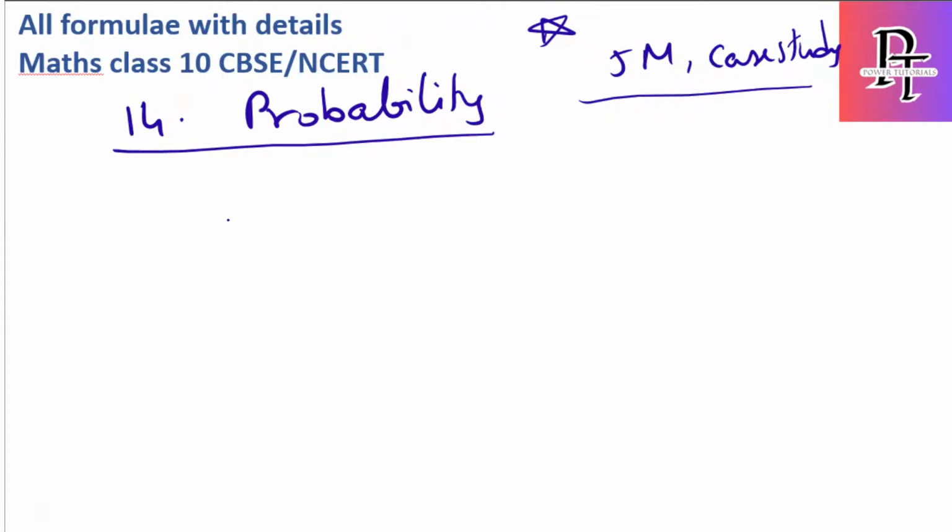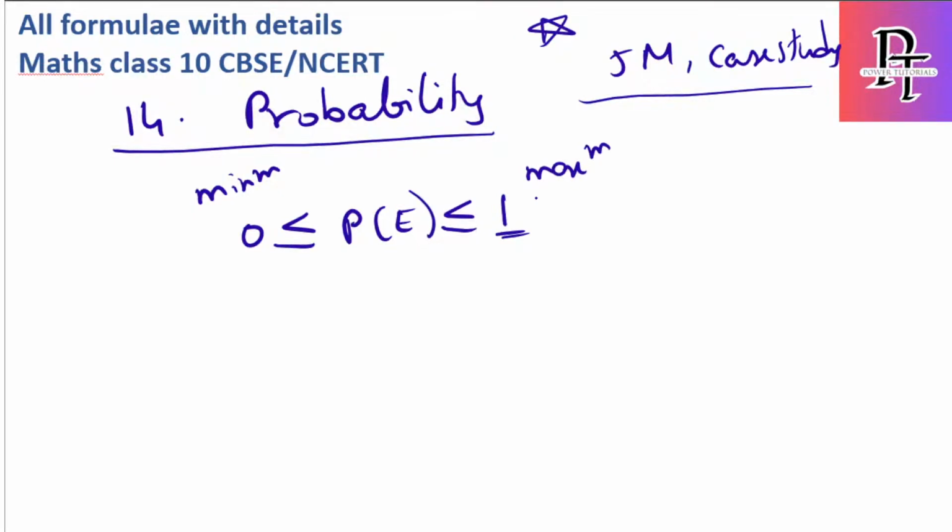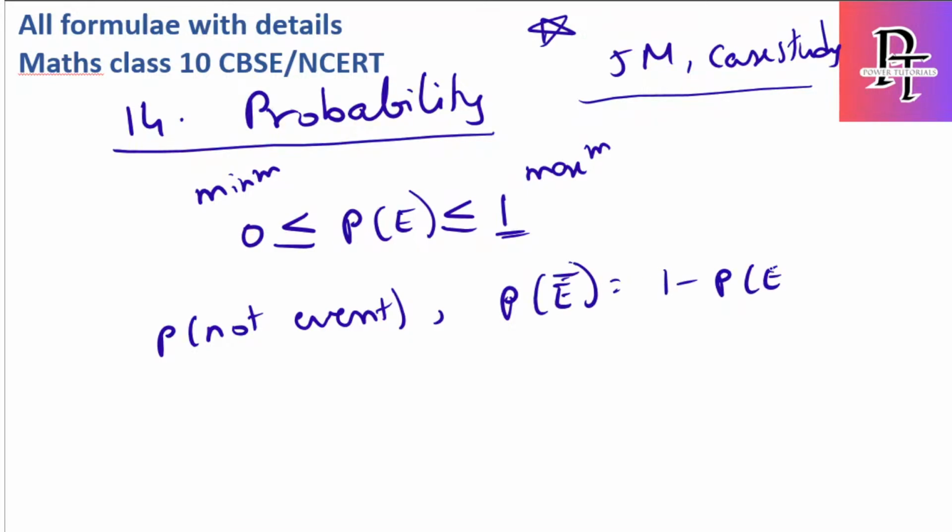Okay, the first point is that the probability of any event will be minimum 0 and maximum 1. They can ask you 1 mark questions, giving you a probability value and asking whether it is a legal, I mean exact, value or not. Then you can just check whether it is between 0 and 1. Next, not event is nothing but P of E bar. P of E bar is 1 minus P of E.